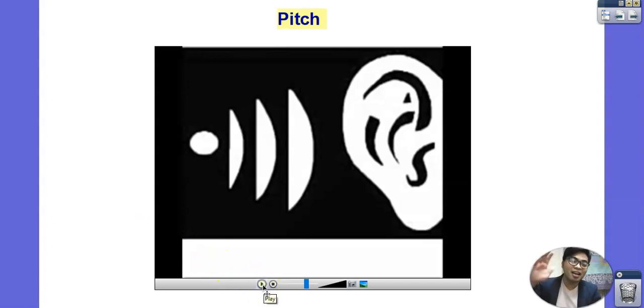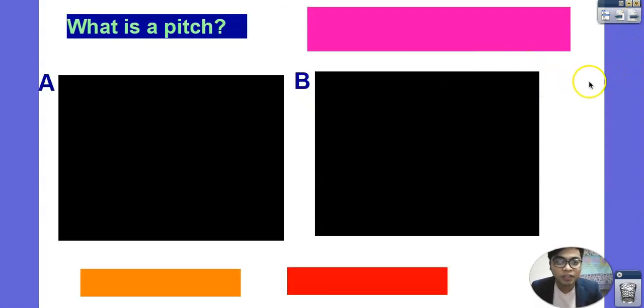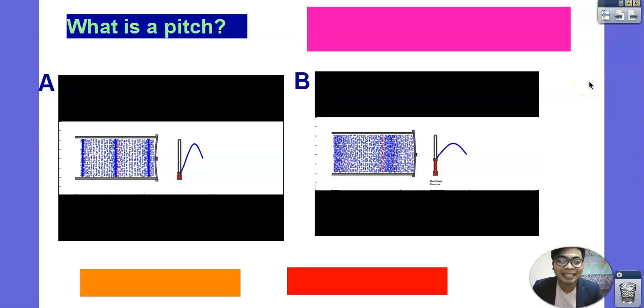And it turns higher and higher as time goes by. And it becomes highest until it becomes inaudible. That means you can't hear it anymore. So this refers about the pitch of a sound. So what is a pitch?